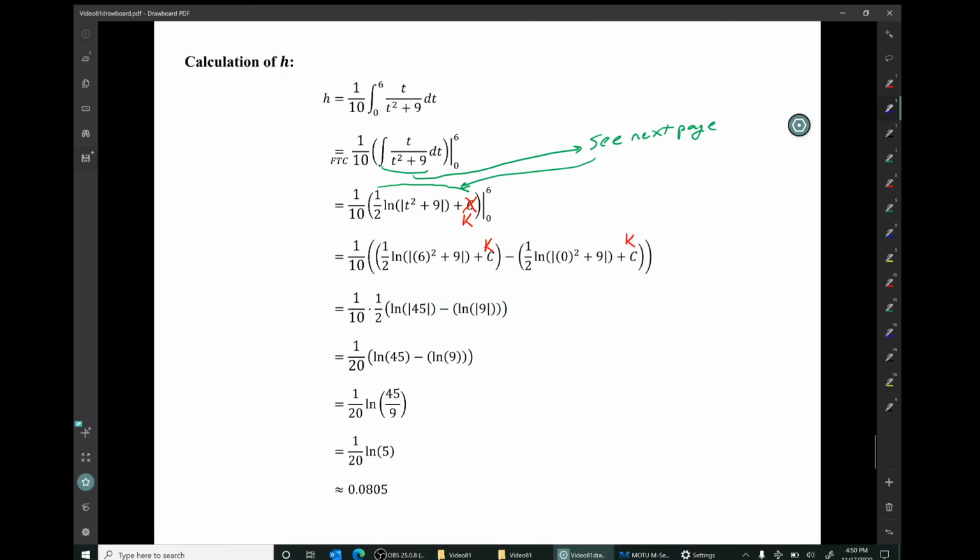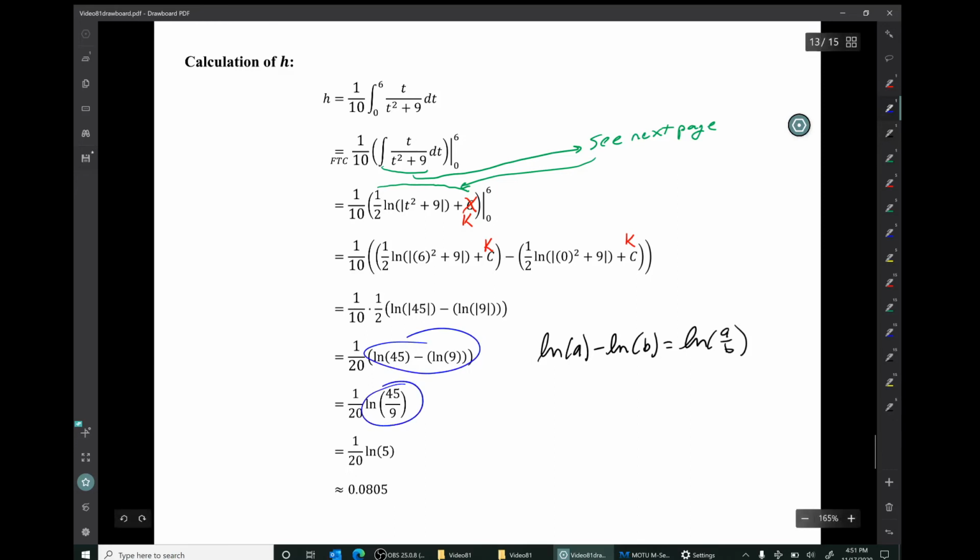From here, you've just got to very carefully go step by step and simplify. First of all, notice that absolute value of 45 is just 45, and absolute value of 9 is just 9. So those simplify. And then remember a rule of exponents. A rule of exponents tells us that this ln of 45 minus ln of 9 can just be replaced with ln of 45 over 9. Then, of course, 45 over 9 is just 5. So I end up with this exact answer, 1 over 20 times ln of 5.